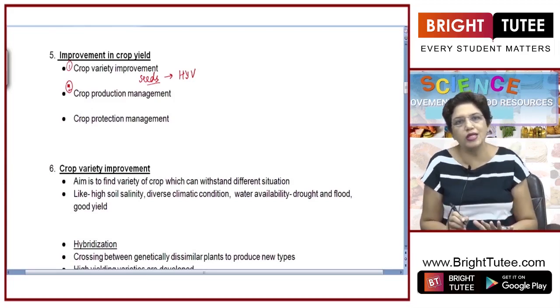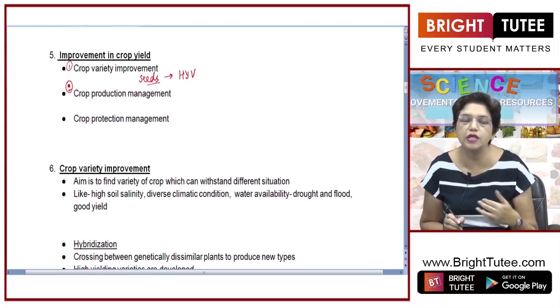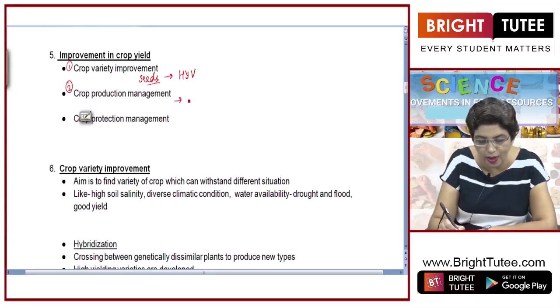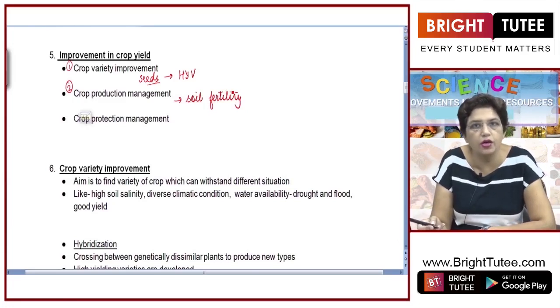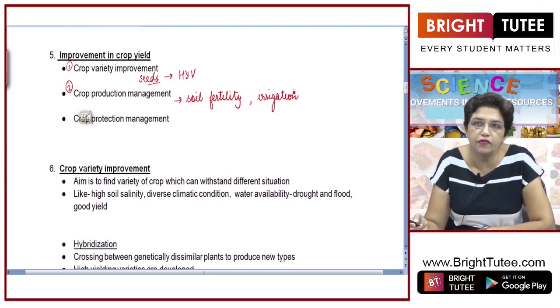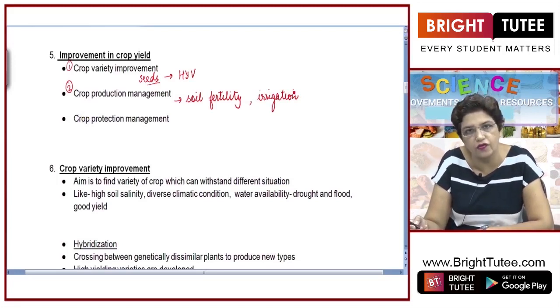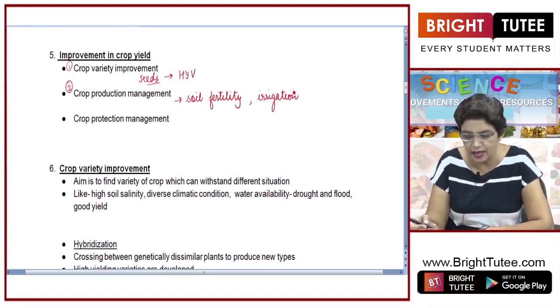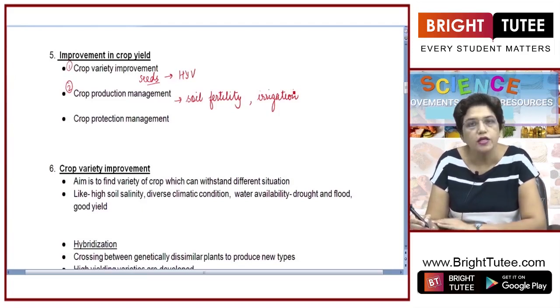Once we have sown the seeds, the nurturing of the crops is called crop production management. This includes improving the soil fertility. How is it done? By providing manure and fertilizers. Then the next step is providing irrigation. Earlier Indian farmers were dependent only on wells and the rainfall, but now we have canals and check dams, and other things; rainwater harvesting is being done. So better irrigation methods are being made available.